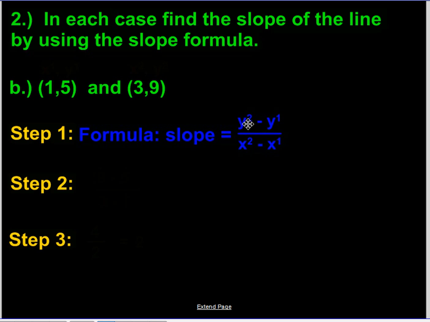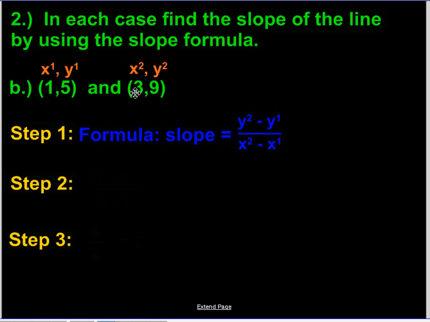The slope formula is y2 minus y1 divided by x2 minus x1. We have these two sets of coordinates over here. Keeping in mind the first coordinate is x1, y1, the second coordinate is x2, y2.